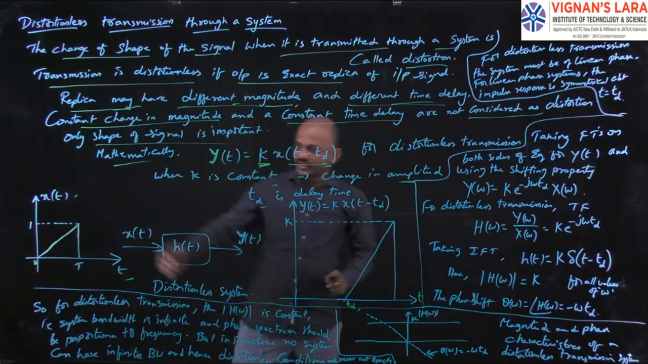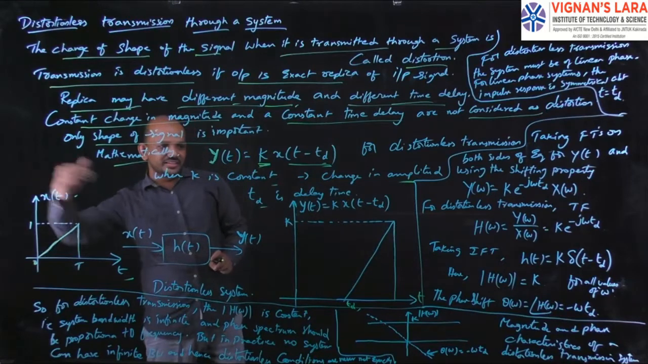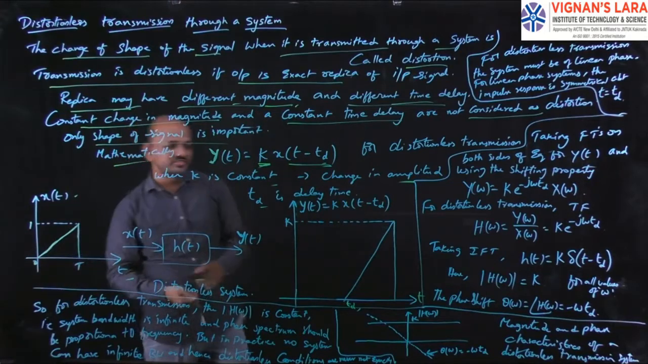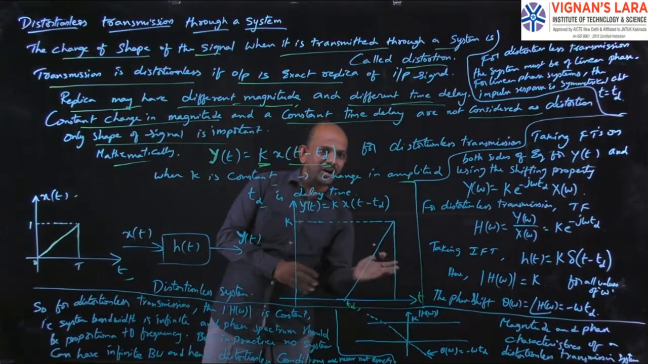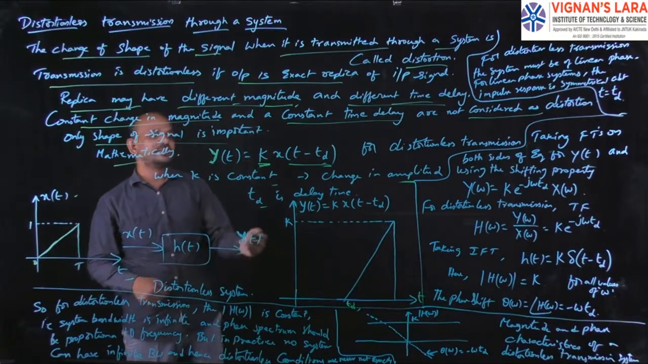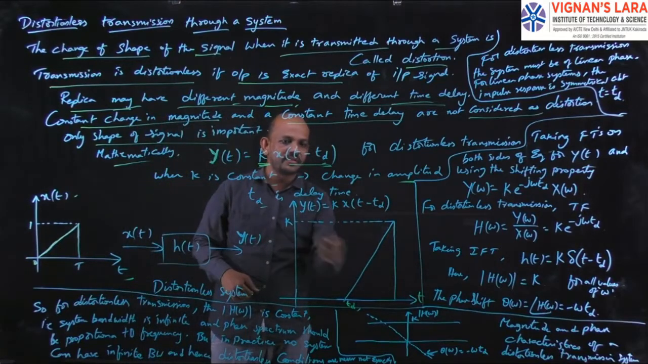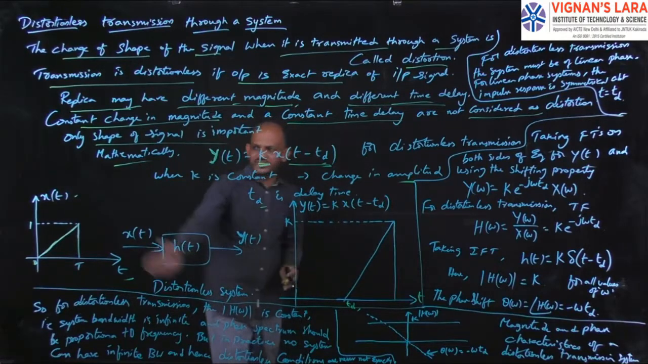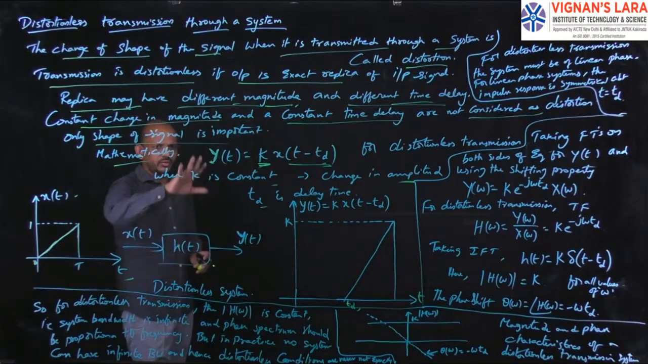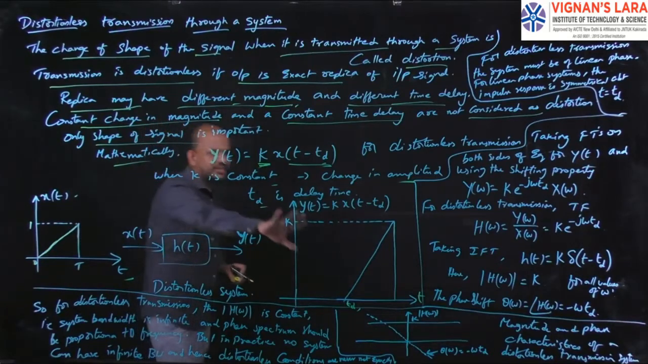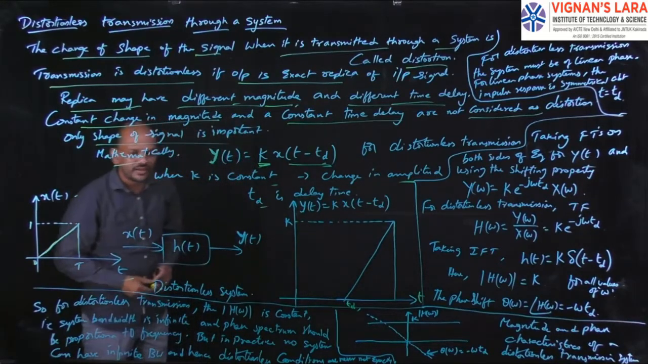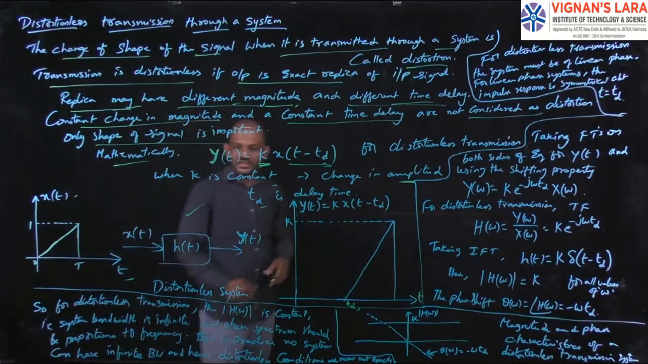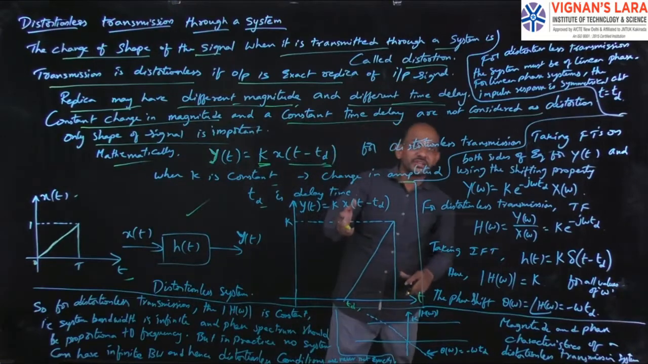Here the signal amplitude is increased to k times, and instead of starting at 0, it starts at td. That is, there is a time delay of td. Hence I represent this waveform equation as y of t equal to k into x of t minus td. We can say there is no distortion because the shape is the same. There is no change in the shape. All the change is with respect to magnitude and time delay. So this is an example of a distortionless transmission system.